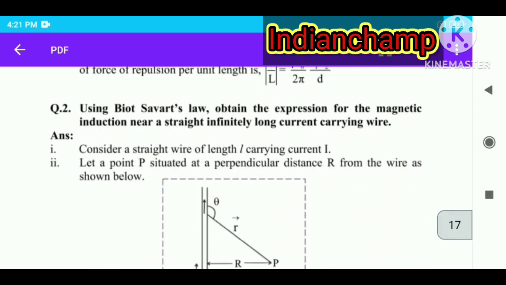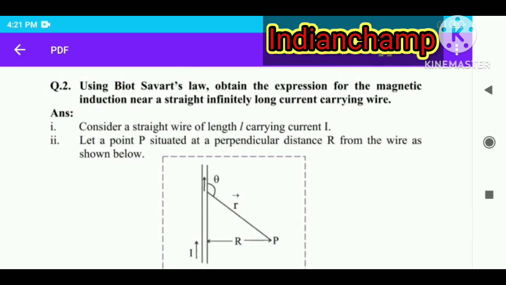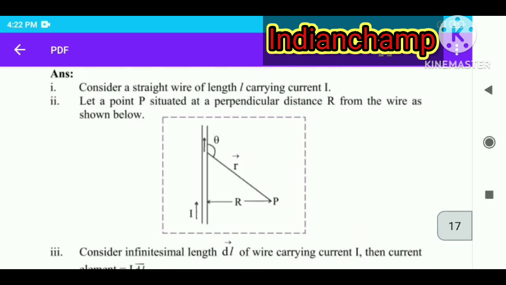Question number second. Using Biot-Savart law, obtain the expression for the magnetic induction near a straight infinitely long current carrying wire. Answer first. Consider a straight wire of length L carrying current I. Second, a point P situated at perpendicular distance r from the wire as shown below. Here is the diagram.